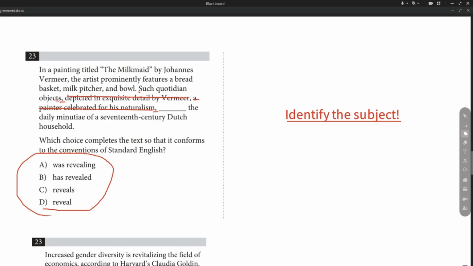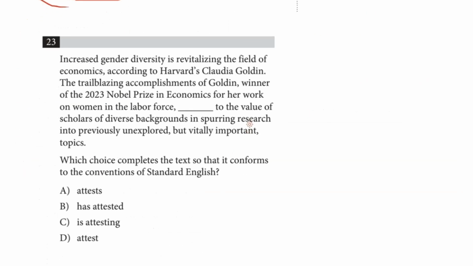Quotidian objects. That is the subject. Objects is plural, so between C and D, what would you choose to match up to quotidian objects? Of course, it's going to be reveal. Our last example here from the modern SAT. You can ignore the first sentence. We're down to the sentence beginning, the trailblazing accomplishments.